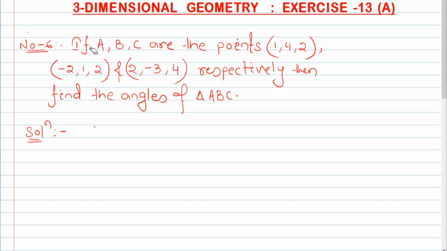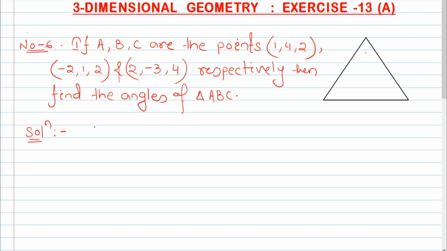Here it has been given: if A, B, C are the points having the coordinates 1, 4, 2; minus 2, 1, 2; 2, minus 3, 4 respectively, then find the angles of the triangle ABC. That means you have to find the angles of the triangle. Suppose one triangle is there. I'll draw one triangle here.